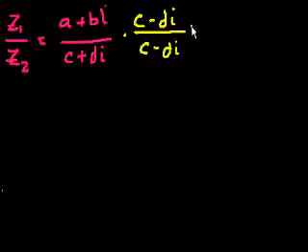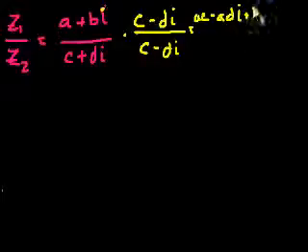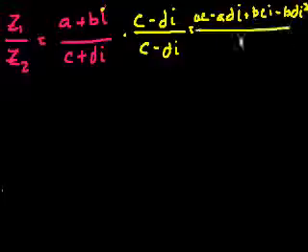And so what do we get? In the numerator, we get ac, so a times c, minus adi, plus bci, and then the last term, we have a plus b times a minus b pattern, so it's minus bdi squared. All of that, when this is (a plus b) times (a minus b), is equal to a squared minus b squared.